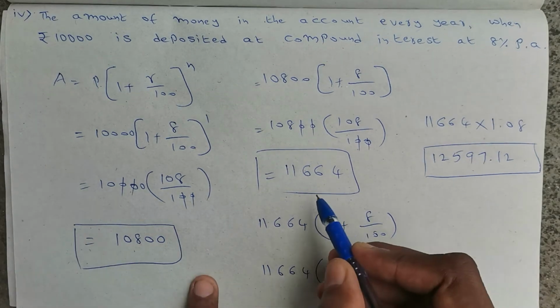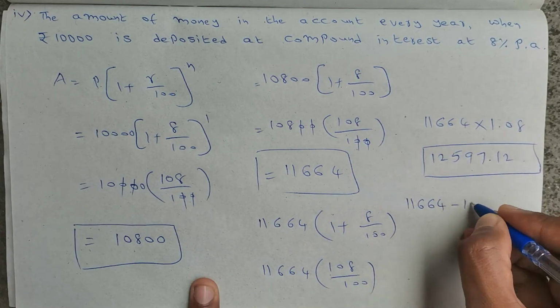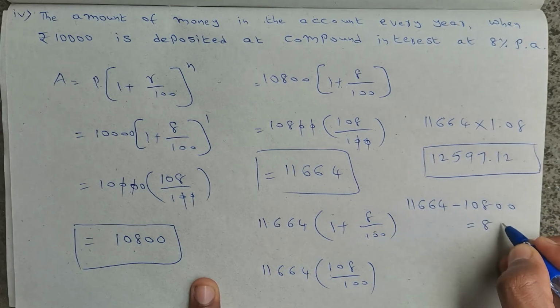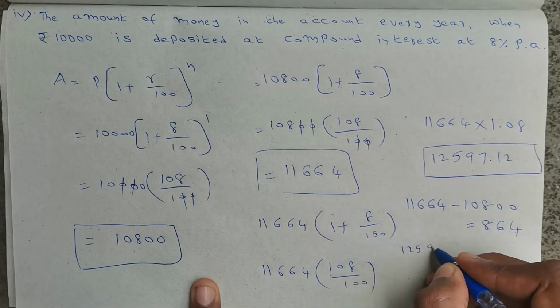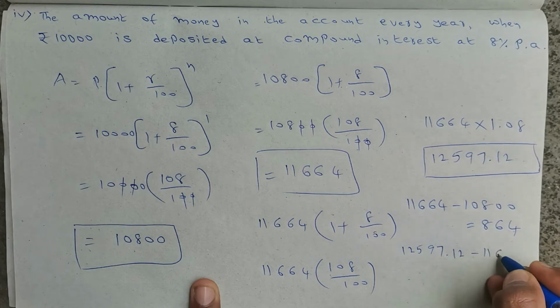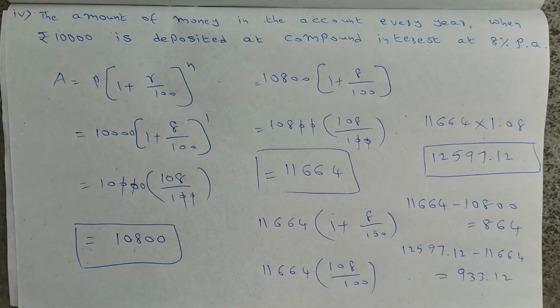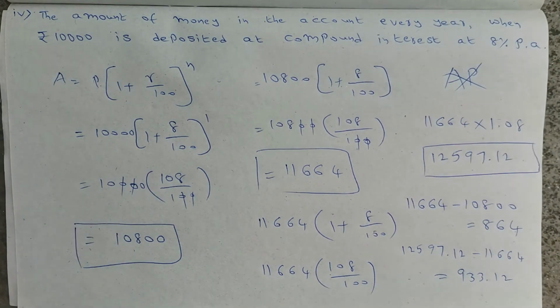Okay, first, second term minus first term, that is 11,664 minus 10,800 is equals to 864. Next, third term minus second term, 12,597.12 minus 11,664 is equals to 933.12. If we observe the differences here, those two differences are completely different. So we can conclude that this is not AP.